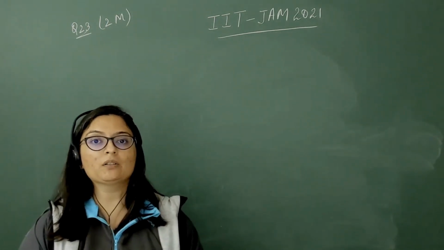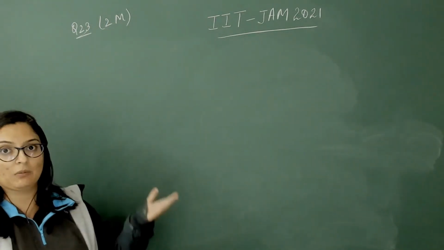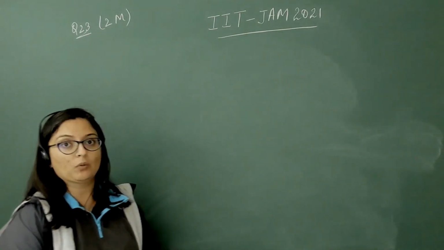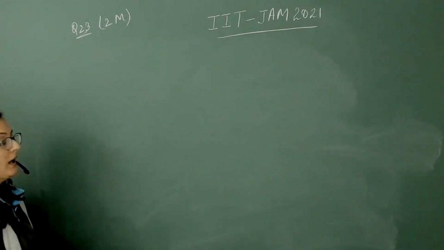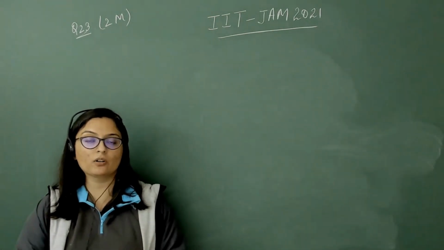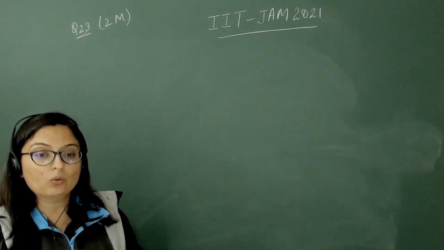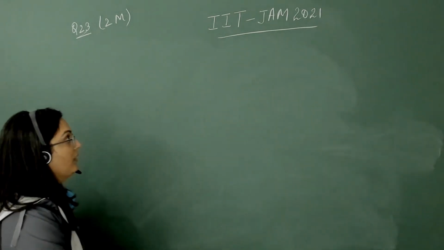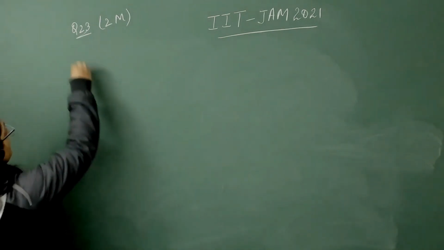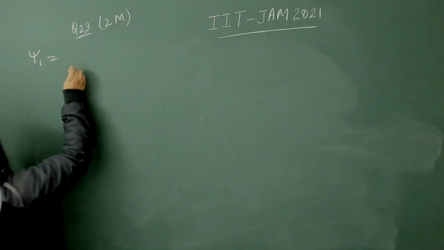So, hello everyone. Today we will solve question number 21, which came in our IIT JAM 2021 exam. The question was that we have to find the condition for the constructive interference when we were given two waves.